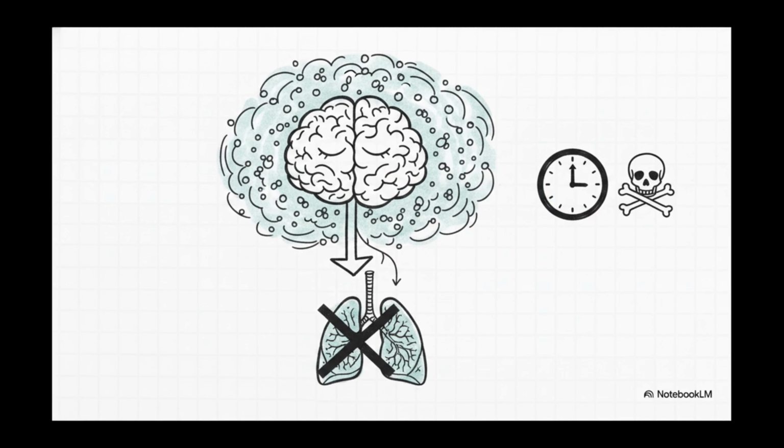Take something called the hypoxic drive. For most of us, our brain triggers a breath because carbon dioxide is building up in our blood. It's like a built-in alarm system. But patients with severe COPD, they're wired a bit differently. They actually rely on low oxygen levels to stimulate their breathing.